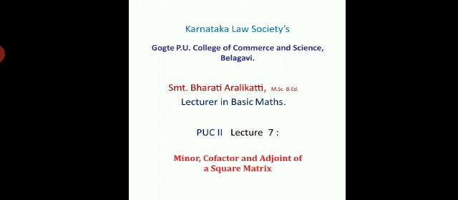In our previous class we have studied Cramer's rule with some examples. In this class we will study a very important concept, that is minor, cofactor and adjoint of a square matrix. So let's get started.